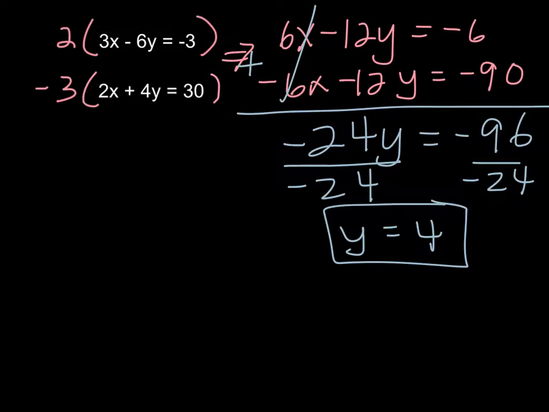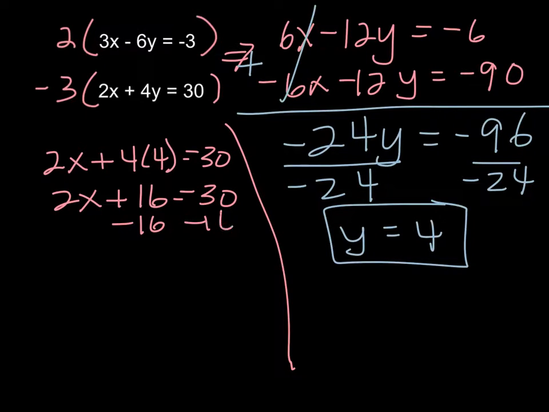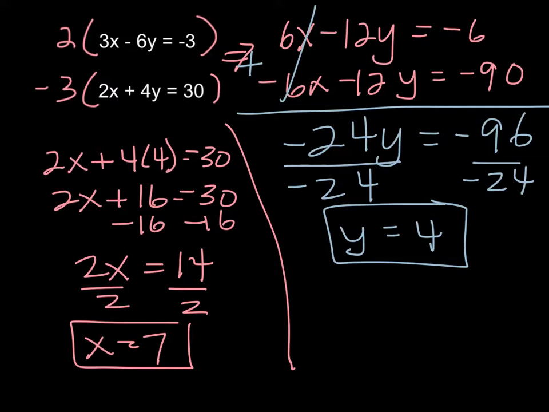Remember, you're not done. We have to plug that back in to figure out what x is. Does not matter which equation. I'm going to pick that bottom one. So 2x plus 4 times 4 equals 30. I need to subtract 16 from each side. So we get 2x equals 14. Divide both sides by 2. We get x equals 7. So in this case, if we were to graph these two lines, they would cross at the point 7, 4.